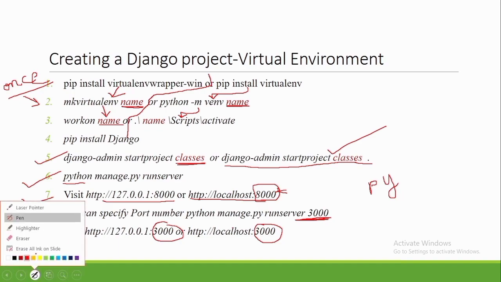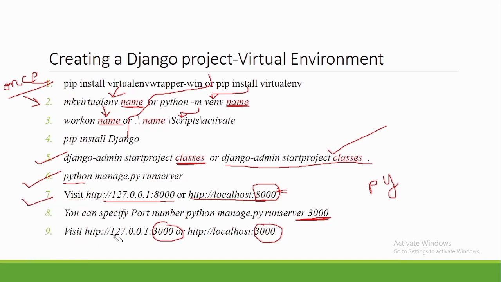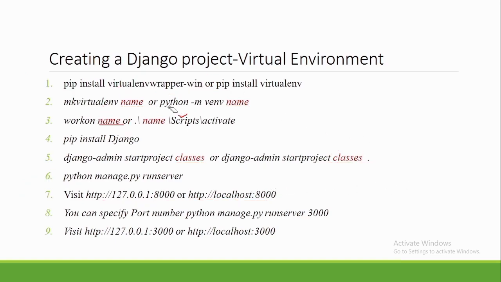So I'll just quickly summarize what you are supposed to do, and then we'll see practically how we'll be doing it. So the first thing is what? You are supposed to create a virtual environment, then activate the virtual environment, install Django, create a project, run the server and see the output. Okay.